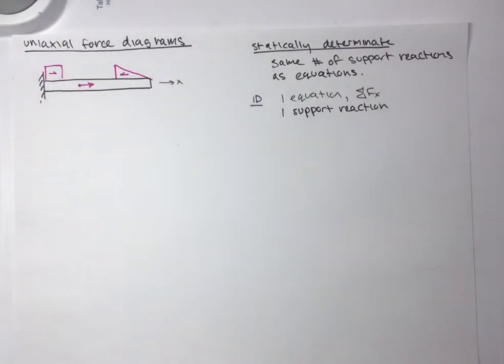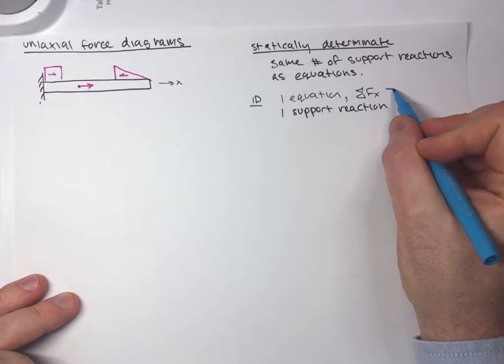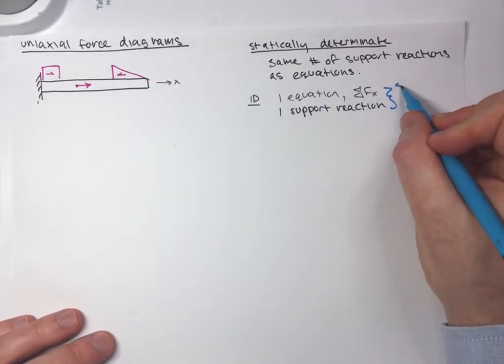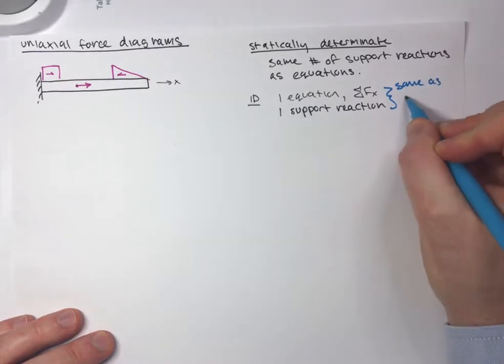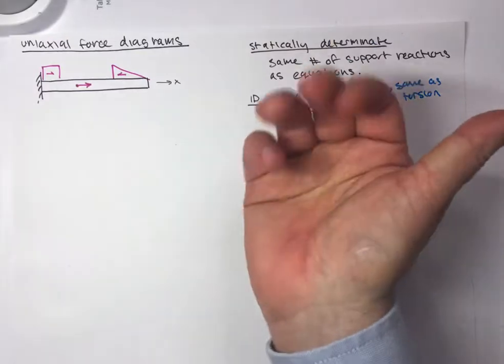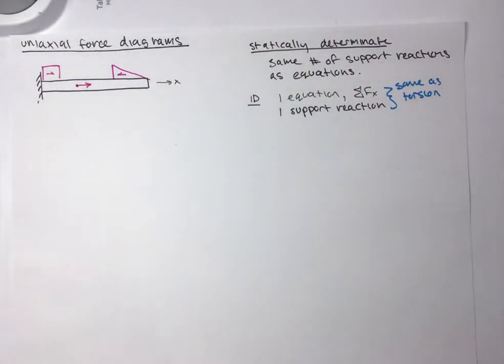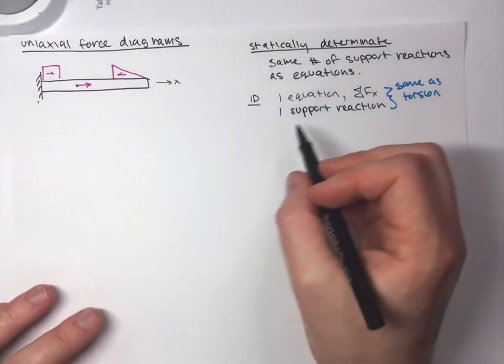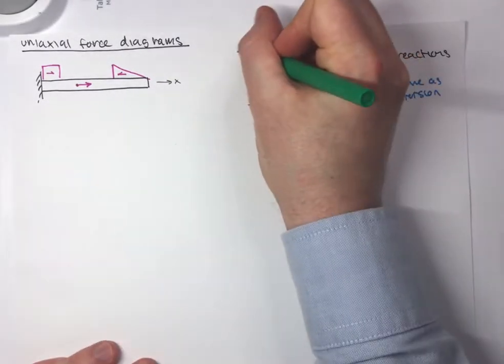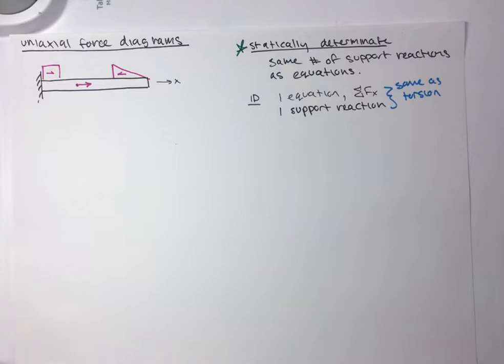And this is exactly like torque, so this will come into play as well for when we talk about torsion. So this is the same as torsion. In torsion, remember, we just have our sum of the moments about the axis. And so this is what we're going to be talking about today. We're going to be talking about statically determinate systems, so we'll put a star on that.